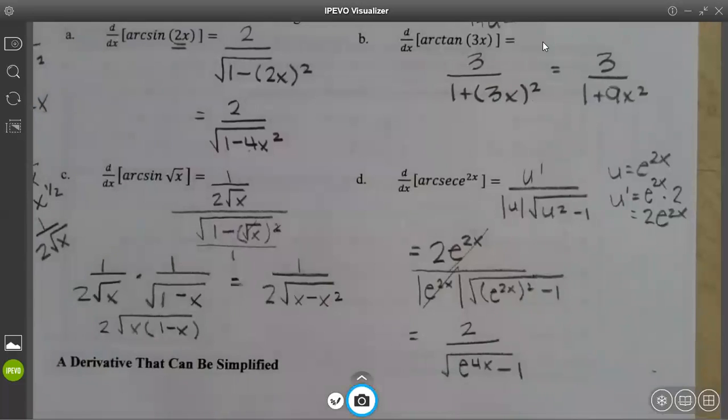I'm sorry that your spacing is crappy on this. This derivative that can be simplified should be on the other page.